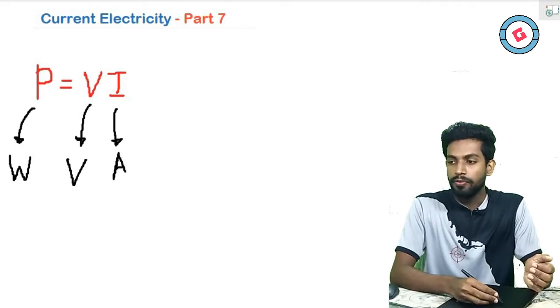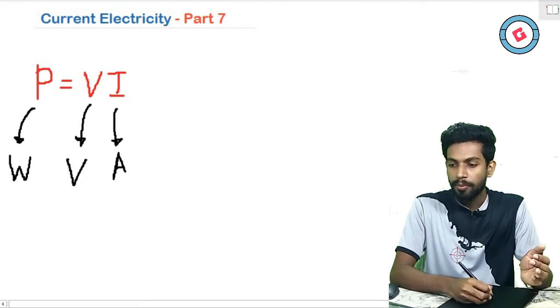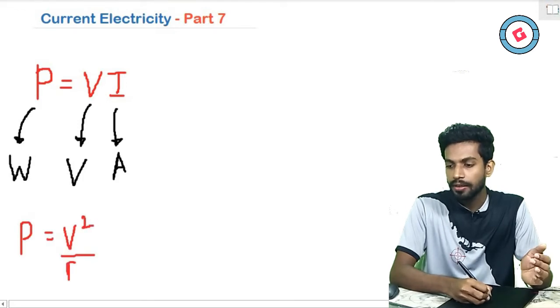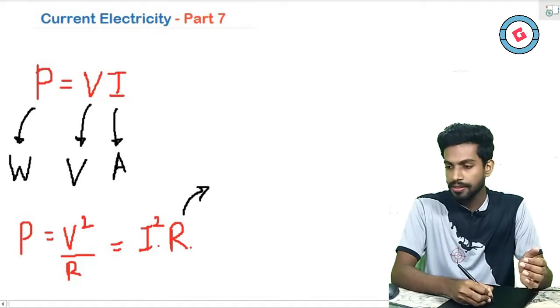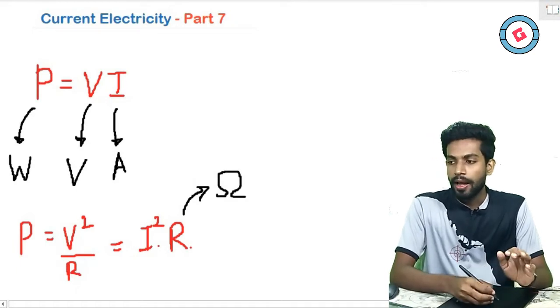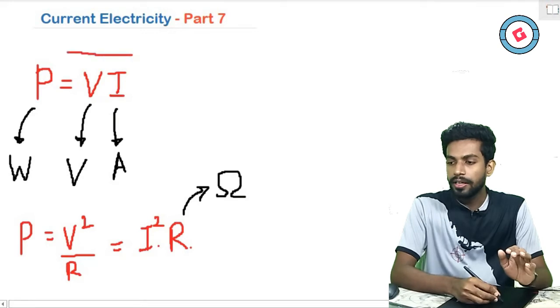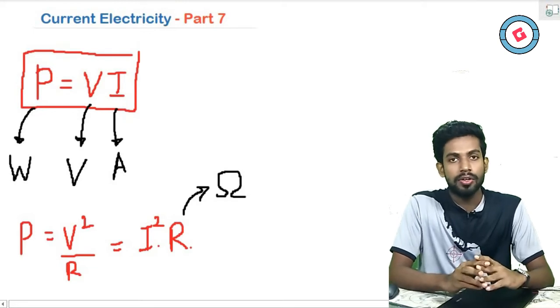We have learned Ohm's law before. So if we substitute V equals IR into this equation, we can obtain two more equations: P equals V squared by R, and P equals I squared R. In these equations, R is the electric resistance, which is measured in ohms. These are the equations to find the electric power across a resistor.